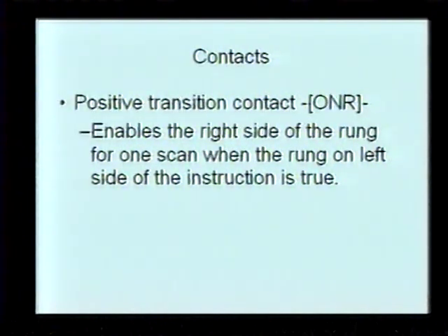A positive transition contact, or a one-shot relay, enables the right side of the rung for one scan when the rung on the left side of the instruction is true. So on the left-hand side, if it becomes true, this positive transition contact will allow the output to turn on for one scan.